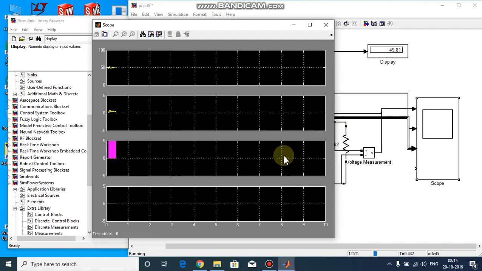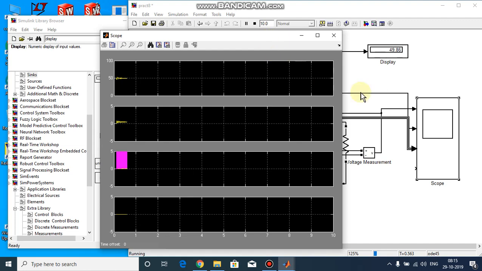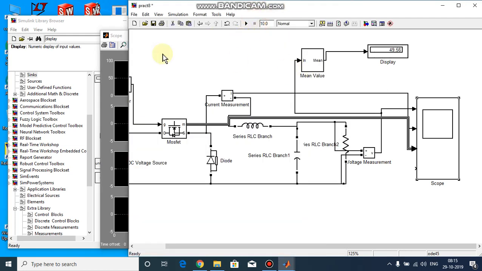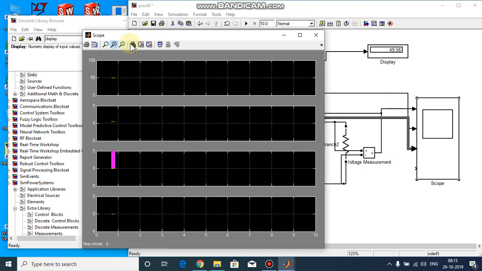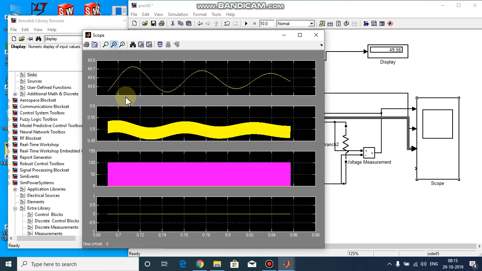The simulation is going a bit slow right now, maybe because of all the parameters that we are adding in. Let's stop it and see if we have information. So this is our output. I don't know why it is oscillating like this, but it's still from 49.5 to 49.8, which is pretty good.